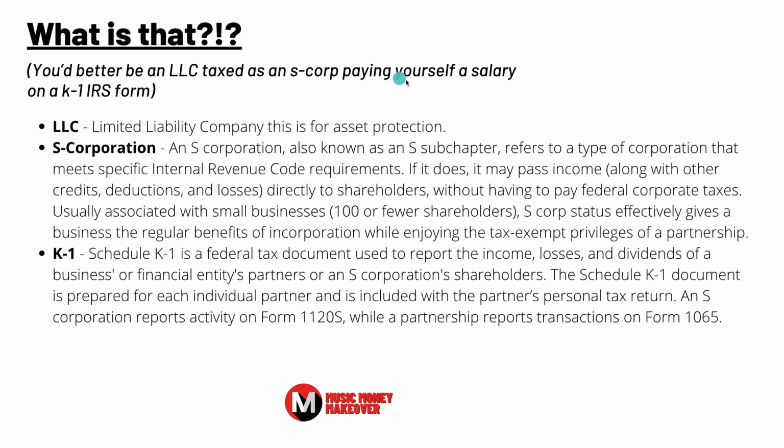Now, the reason why I said S Corp and K1s, check it out. An S Corporation, also known as a Subchapter S, refers to a type of corporation that meets specific Internal Revenue Code requirements. If it does, it may pass income along with other credits, deductions, and losses directly to shareholders without having to pay federal corporate taxes, usually associated with small businesses with 100 or fewer shareholders. S Corp status effectively gives a business the regular benefits of incorporation while enjoying the tax-exempt privileges of a partnership.